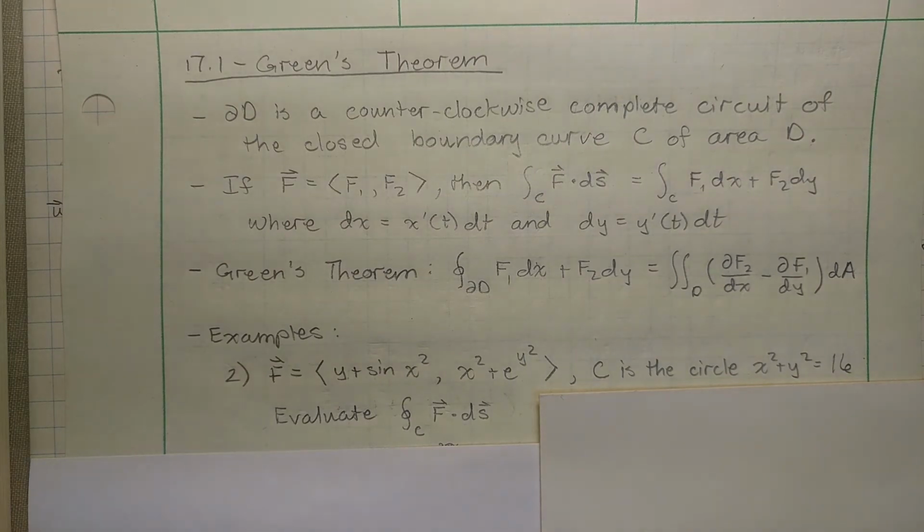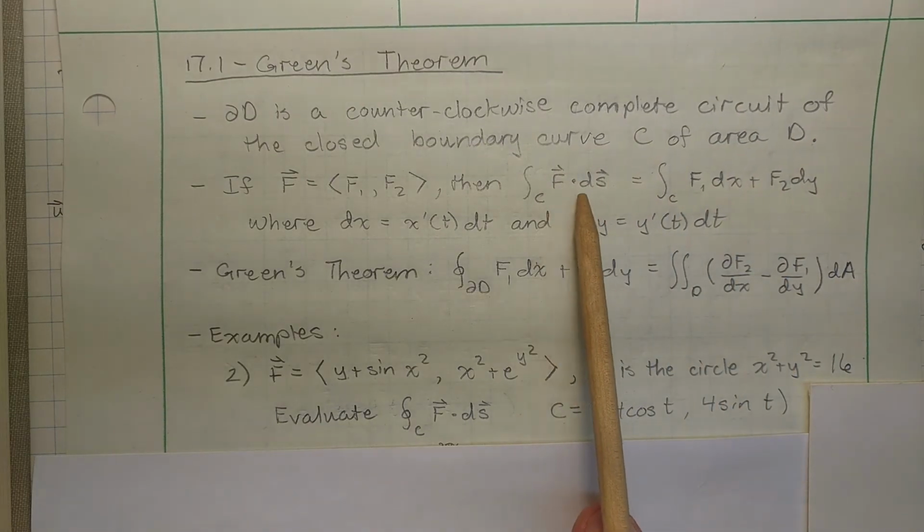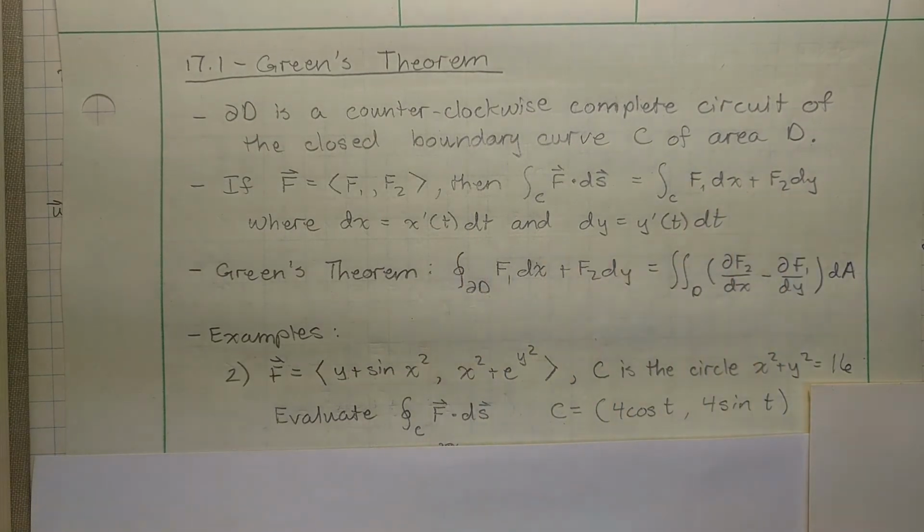So let's say I was going to do it the classic way. The classic way to do this would require me to parameterize this curve. So parameterizing the curve, I know that would be 4 cosine t, 4 sine t. And then I could do either my dot product here, or I could use this form here. I'm going to use this form here, which is just the dot product spelled out.